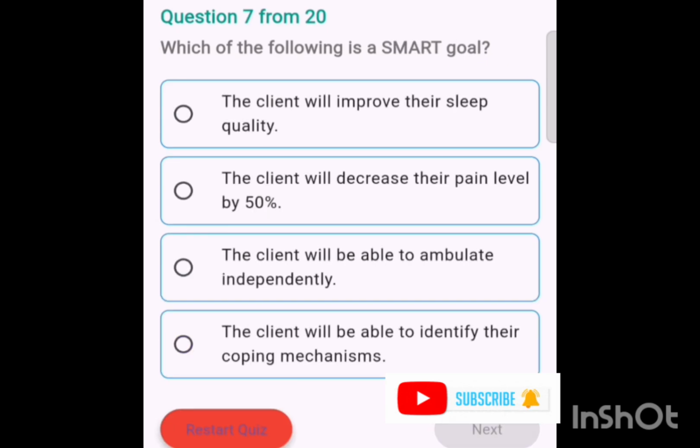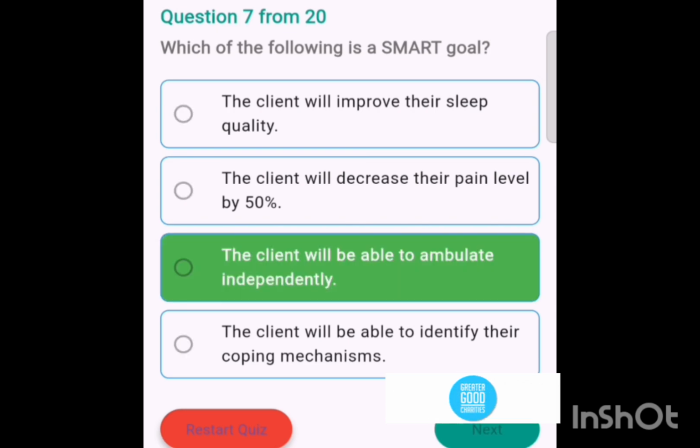Question number 7. Which of the following is a SMART goal? The client will improve their sleep quality. The client will decrease their pain level by 50%. The client will be able to ambulate independently. The client will be able to identify their coping mechanism. The correct option is option C.